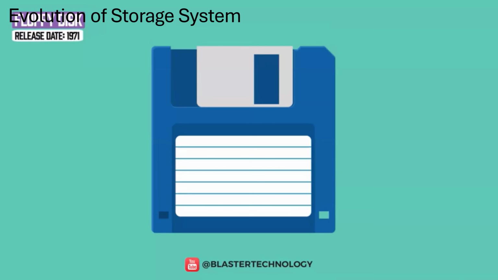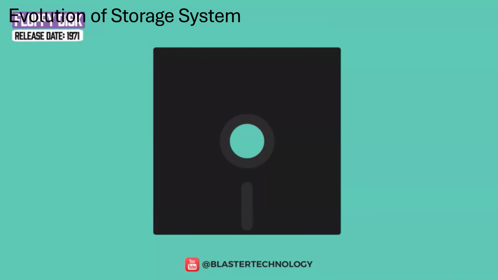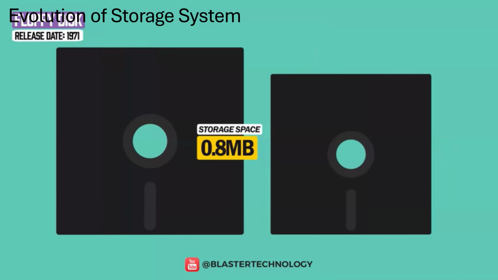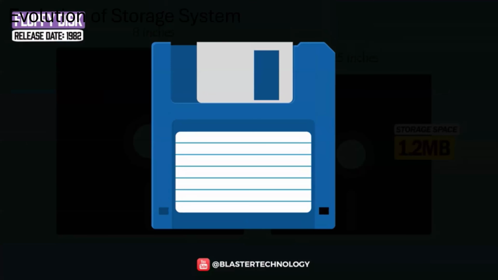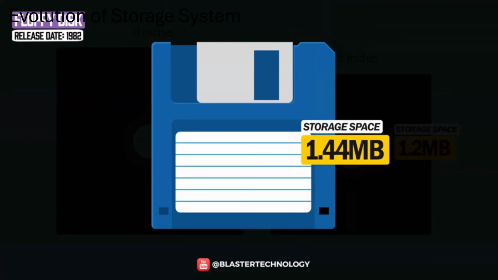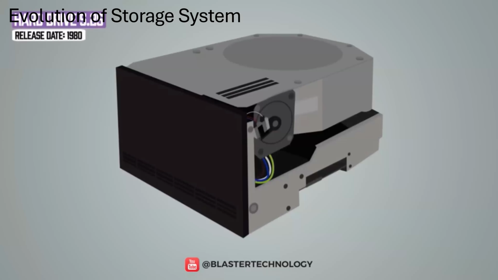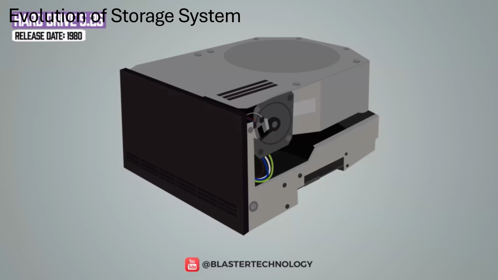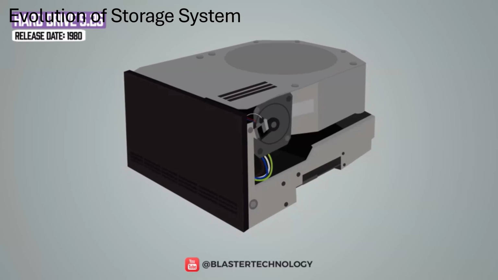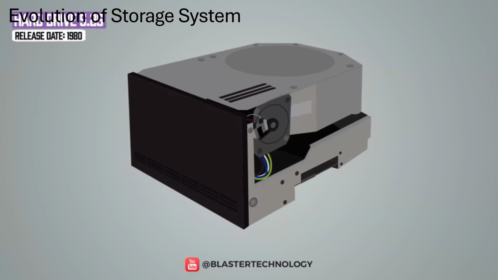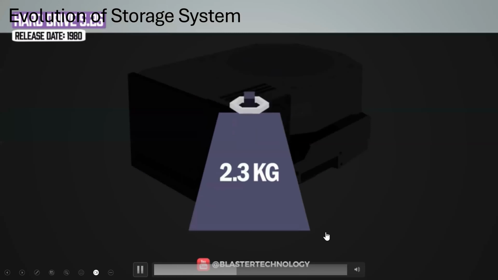In 1971, IBM introduced floppy disks or hard disk alternatives. At first, there were 8-inch floppy disks with a storage capacity of 0.8 megabytes, but later a smaller version of 5.25 inches appeared, which could store 1.2 megabytes. The 3.5-inch floppy disk was introduced in 1982, was the most popular, and could store 1.44 megabytes. Also in that period, 1980, Seagate released the first 5.25-inch hard drive with the same structure as today. It weighed 2.3 kilograms and could store 5 megabytes of data.